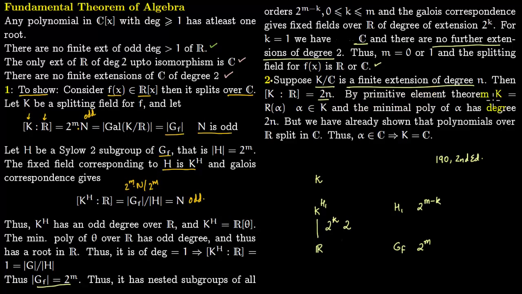By the primitive element theorem, K is the real numbers adjoin alpha, where alpha lies in K. So the minimal polynomial of alpha will have degree 2n. But we have already shown that a polynomial over R splits in C, which is part 1. So therefore alpha is in C, and therefore K is equal to the complex numbers. So in part 2 we are saying that suppose your polynomial lies over the complex numbers, and then try to solve this result. But as you can see, there is nothing much to show here. So we have been able to prove the fundamental theorem of algebra.